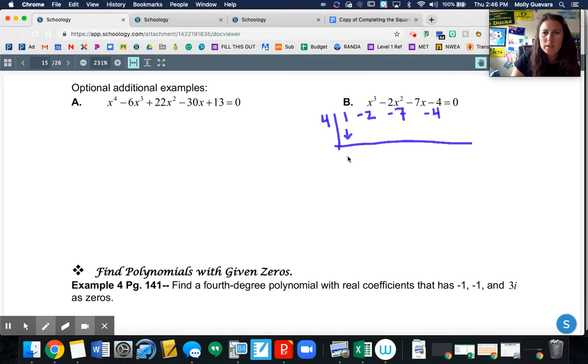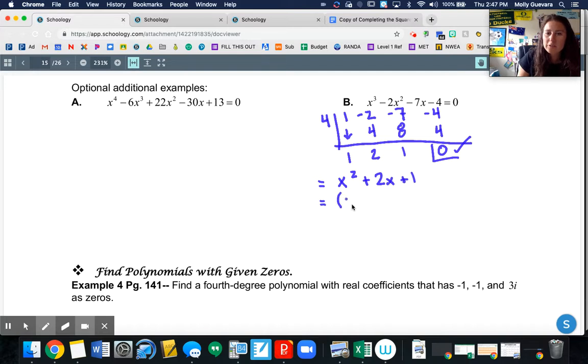So my 1 comes down, and I multiply and add, and multiply and add, and multiply and add. And that makes sense that I get 0 because I know that 4 is a factor. Wow, sorry. X cubed, so I actually am ready to have x squared, right? I have 1x squared plus 2x plus 1, which is factorable, and it should be factorable pretty quick for us too. It's x plus 1 times x plus 1.